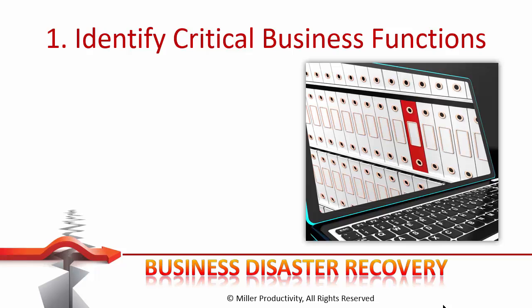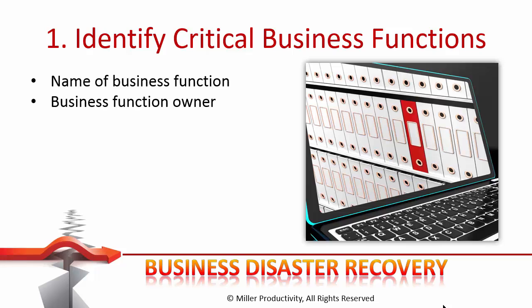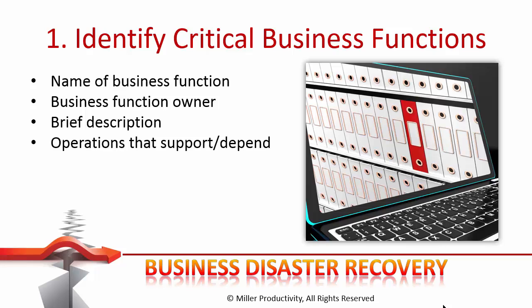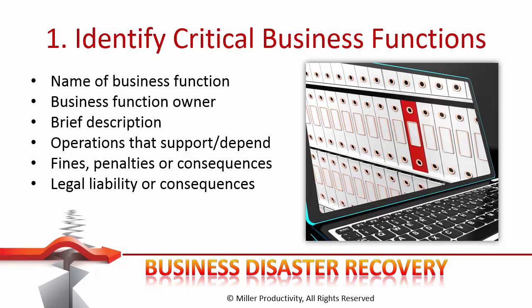Create a spreadsheet which includes the following information: name of the business function owner, brief description of the business function, operations that support or depend upon this function, fines, penalties, or consequences of non-performance, if any, legal liability or consequences of non-performance, if any, loss of goodwill or image based on non-performance. You will find that this is quite a long list. Since you can't document everything and not all of your business functions are critical, the next steps determine priority.